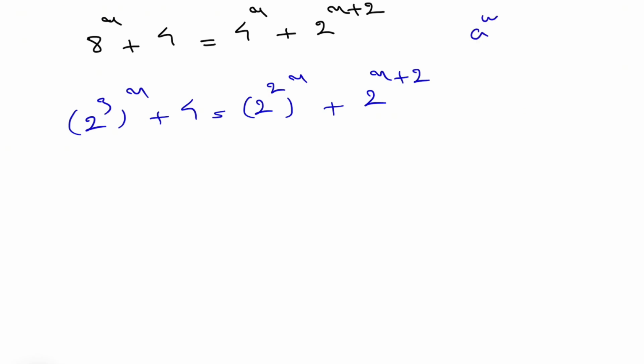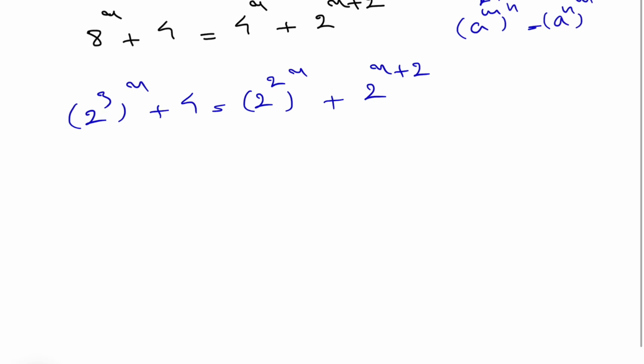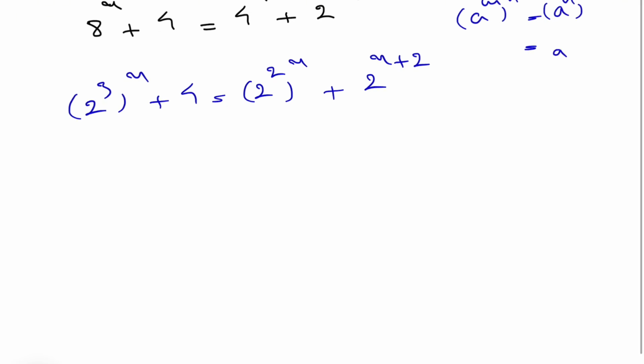If we have a to the power of m to the power of n, we can switch the exponents, and this will be equal to a to the power of m times n. So we can see this one in two of these, this one and this one.